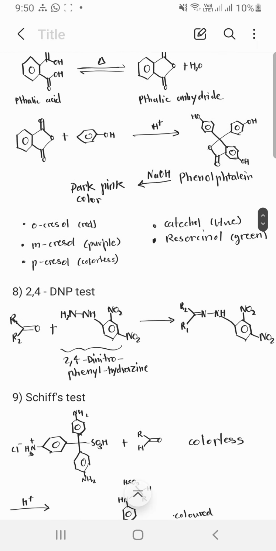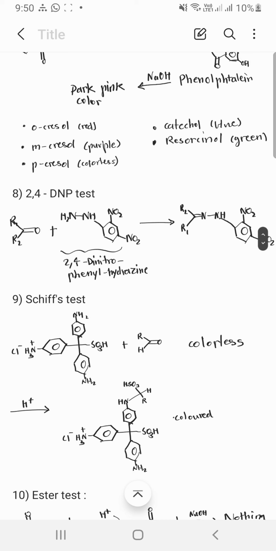So O-cresol gives you red color, M-cresol gives you purple. Cresol is for 1 methyl and 1 OH group, and all these catechol, resorcinol things, these are for 2 OH, right? Okay, we will look that up once again.